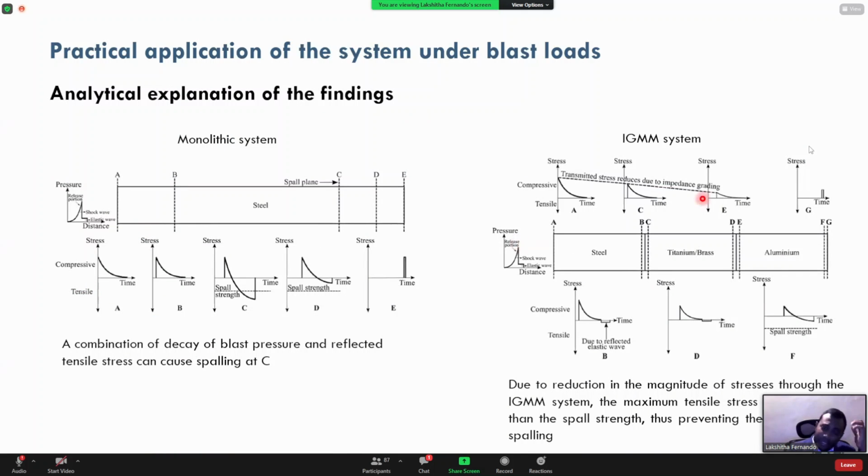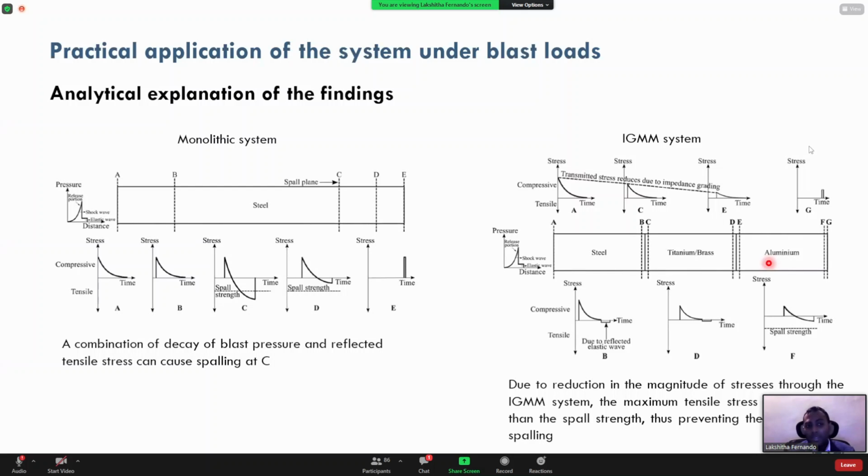So what this system does, IGM is the impedance graded multimetallic system. What this allows you to do, compared to only having a single material, is what's called attenuating. That is, we are reducing the magnitude of the stresses that get transmitted. So when you create barriers in a system, you can reduce the stress that gets transmitted. So by doing that, we are preventing any major kind of failure.